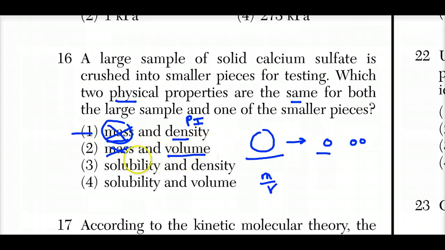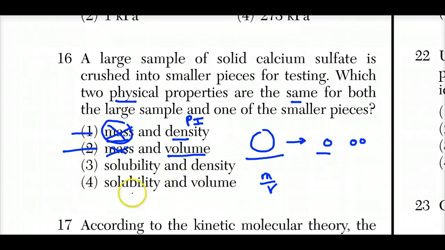So this will not work either, because as the size of the sample changes, so does the volume and its mass. The volume is how much space something takes up, and a smaller piece would take up a smaller amount of space. So that can't be the same. A bigger piece takes up more space, a smaller piece takes up less space. So for many reasons, 2 is wrong.